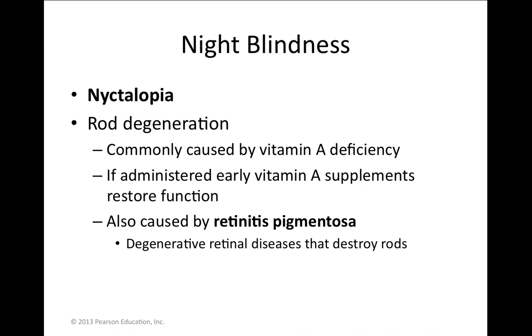This is commonly caused by vitamin A deficiency. Now, in the United States, that is typically not much of an issue. In some of the developing countries, vitamin A deficiency is more of a problem, because we have vitamin A put in practically everything. So if administered early, vitamin A supplements can restore the function. You can restore the rods. But if it's not caught until those rods are pretty much all destroyed, well, there's not a whole lot of reversal.